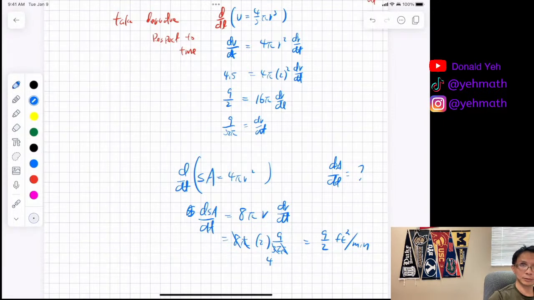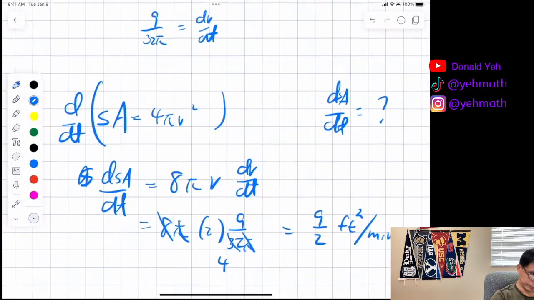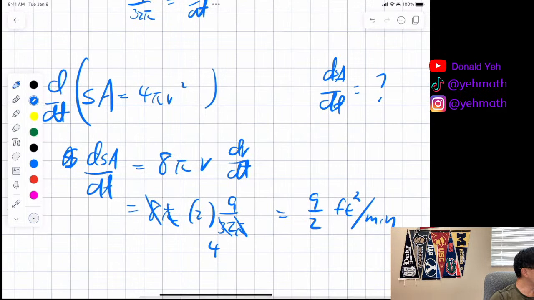Did I really write that small? Why don't you wear glasses? I don't know. Got it?